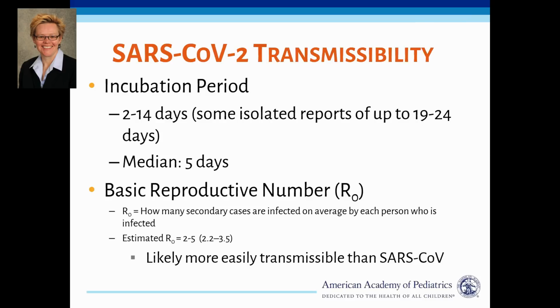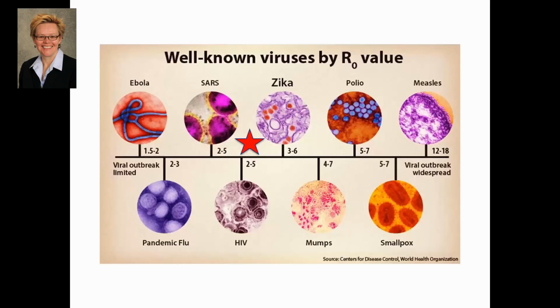Now, the basic reproductive number is an important epi number that's helpful for us to understand the level of contagiousness of this virus. So the R0, the R with the lower 0, is how many secondary cases are infected on average by a person who is infected. And the R0 estimate is really from 2 to 5, with the idea that it's much closer to 2. We do know that this virus so far is more easily transmissible than SARS-CoV that we had in the 2000s for that small epidemic. This picture gives you an idea of well-known viruses by their R0 value.